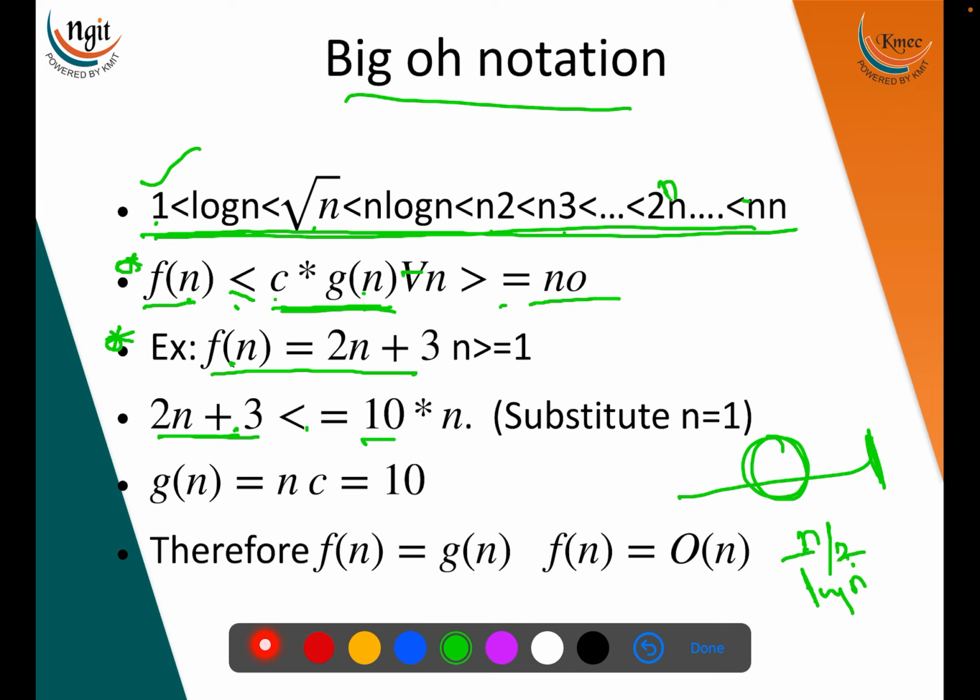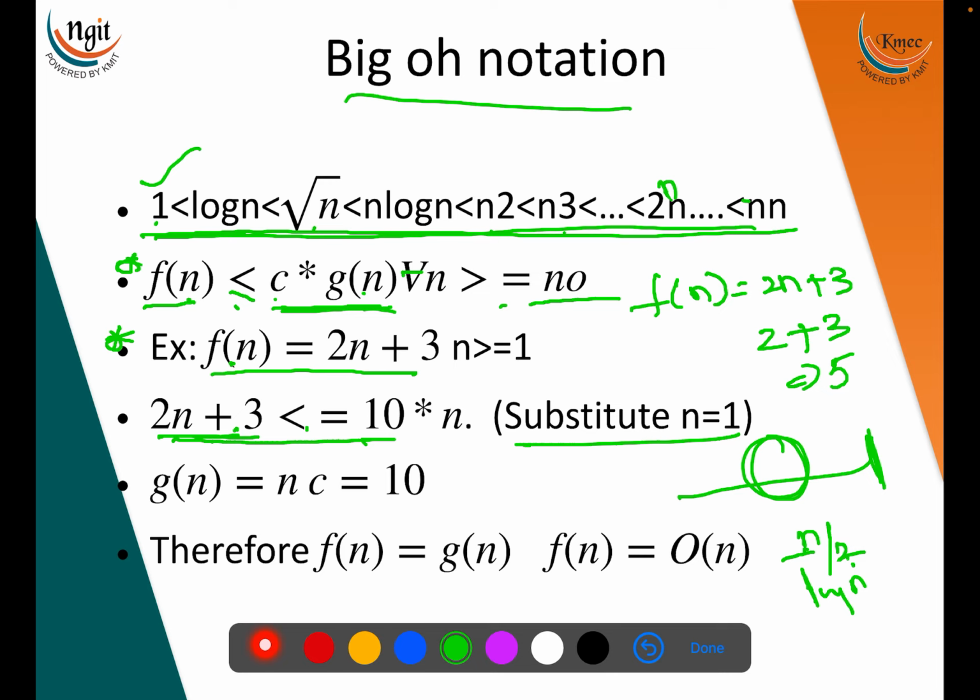Now the question comes, why only 10? It doesn't mean that you have to take 10 only. You can take any value such that this equation is true. Now, when will the equation be true? Substitute n equal to 1 in the equation. f(n) is equal to 2n plus 3. Substitute 1 in the equation. 2 into 1 is 2, 2 plus 3 is 5.